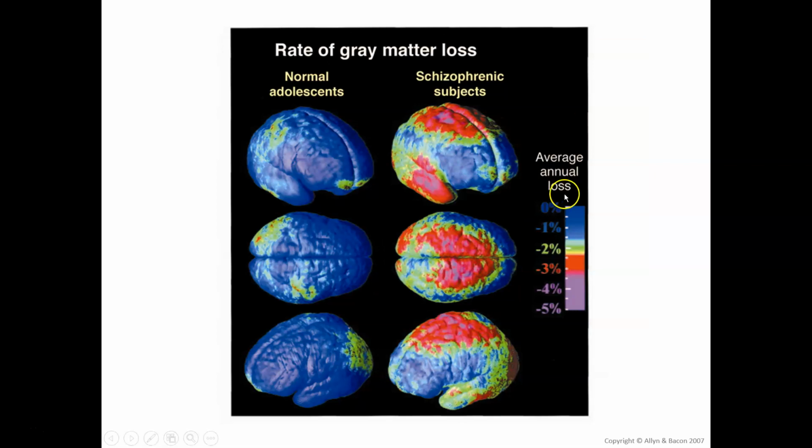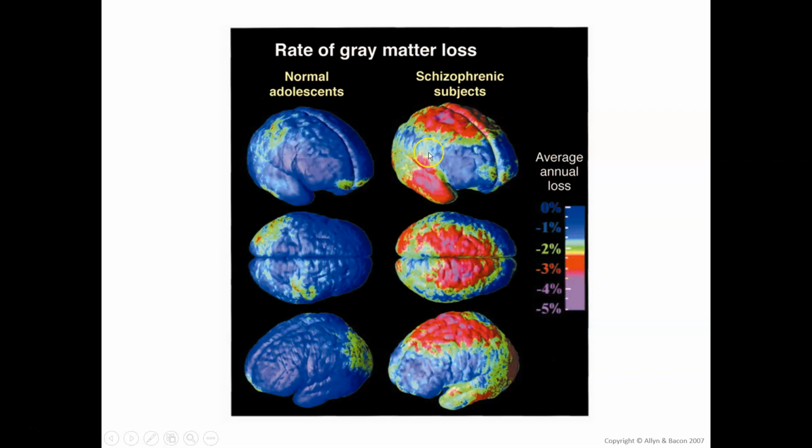So here is the rate of gray matter loss in normal adolescents and schizophrenic subjects. These were measured over 5 years, starting at age 13, when these schizophrenic subjects were first diagnosed. So they have what we call early onset schizophrenia. Now, pay attention here. On this axis, we've got annual average loss. As we get closer to green, yellow, red, and purple, we get more and more loss.